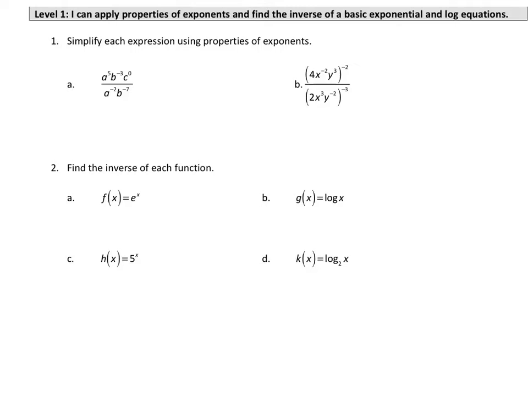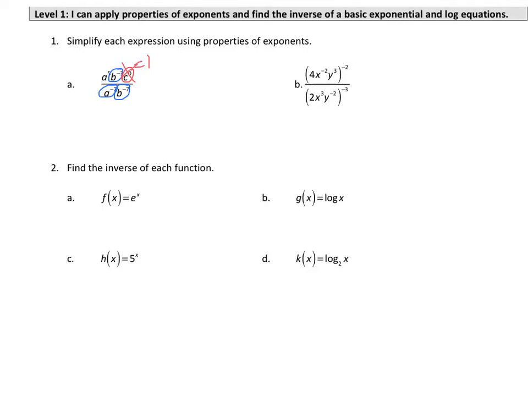What you want to do is anything with a negative exponent needs to move. So b to the negative 3 is going to move down and become b to the positive 3. A to the negative 2 is going to move up and become a to the positive 2, and b to the negative 7 is going to move up and become b to the 7. Also, anything to the 0 power equals 1. And I don't need to write times 1, so I can basically think of this as just going away.